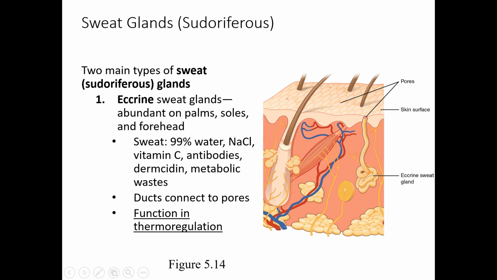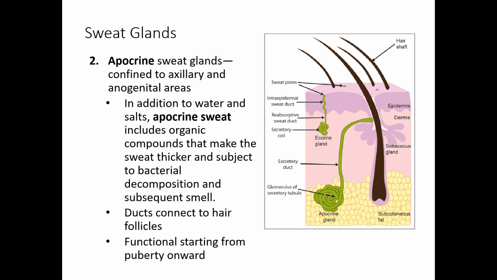It's just a coiled tubule, and one end of it goes to the surface of the skin and opens into the pore and releases the sweat produced right here. So sweat mostly is made of water, small amount of salt, vitamins, antibodies, and some wastes. And the main function of sudoriferous glands is thermoregulation. When we're sweating, the sweat is spread on the skin, it evaporates and cools down our body.